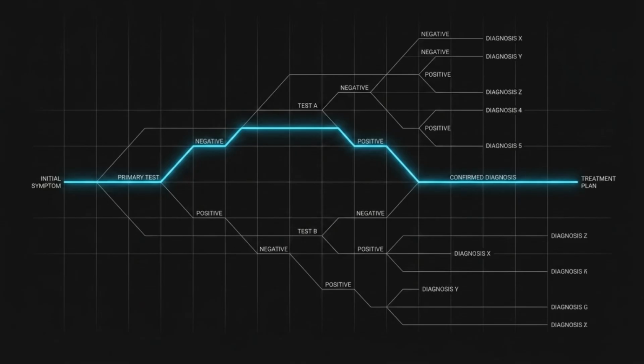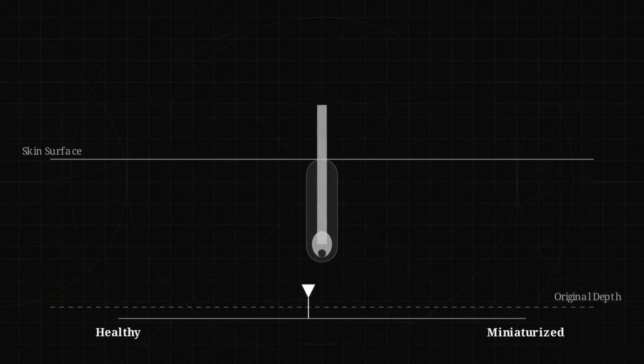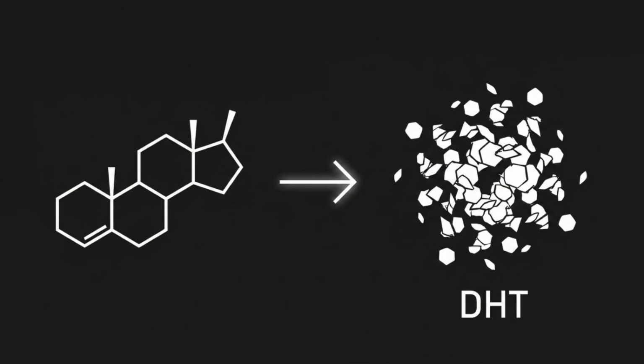The most common diagnostic branch is androgenetic alopecia. This is hereditary hair loss, marked by a gradual, predictable shrinking of the hair follicle over time. The mechanism behind it starts with a normal biological process. The body naturally converts testosterone into a byproduct called Dihydrotestosterone, or DHT.